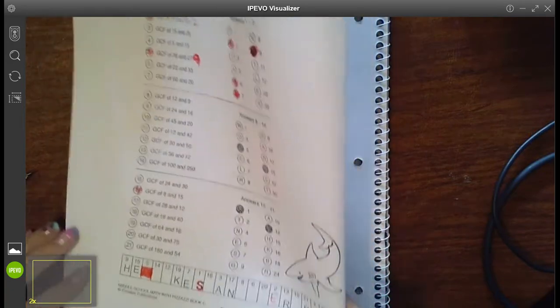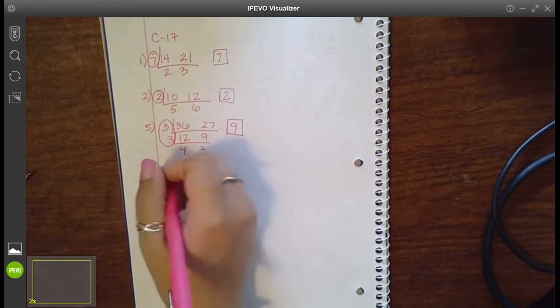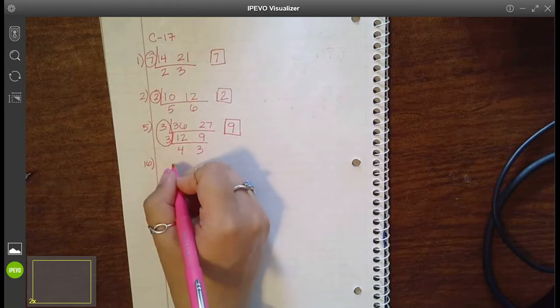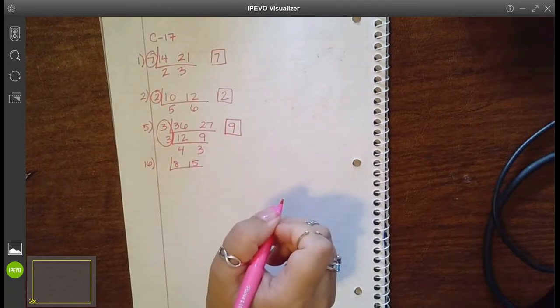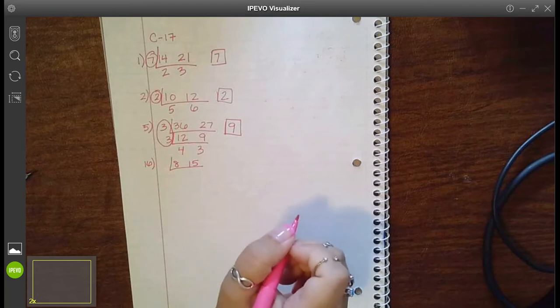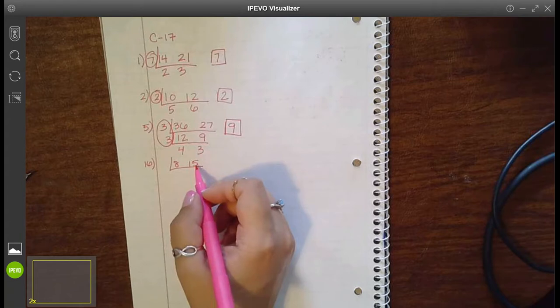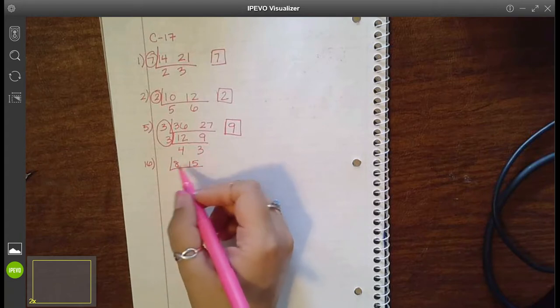Okay. Another one I want to do together is number 16 down here. So let's skip to problem 16. It wants you to find the GCF of 8 and 15. Well, what can go into both 8 and 15? Can 2? No. 2 can go into this, but not this. 3? No. 3 can go into this, but not this. 4 can go into this, but not this. 5 can go into this, but not this.